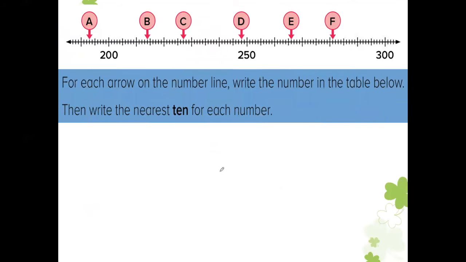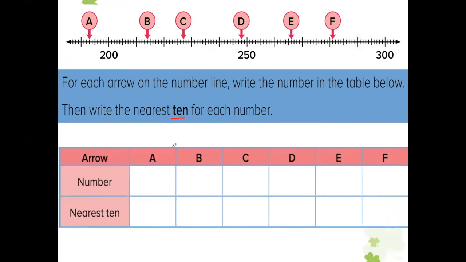Okay, so now for each arrow on the number line, write the number in the table below, then write the nearest 10 for each number. So you have here A, B, C, D, E, and F. You have here the number and nearest 10. What you can see here, we have 200, 250, and 300. So what do you think is the number here?